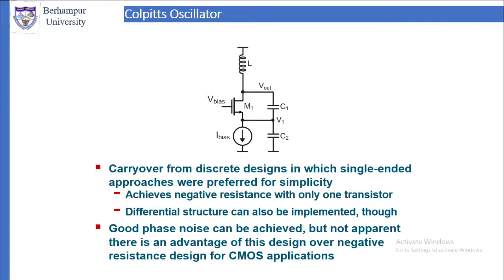So the Colpitts oscillator circuit is this. You have two capacitors and an inductor. The two capacitors are in series, and in parallel with the inductor. So this will be from the discrete designs. You should have read this. This has good phase noise. That is the advantage. But it is not apparent that this is an advantage of this design over the negative resistance design of CMOS applications.